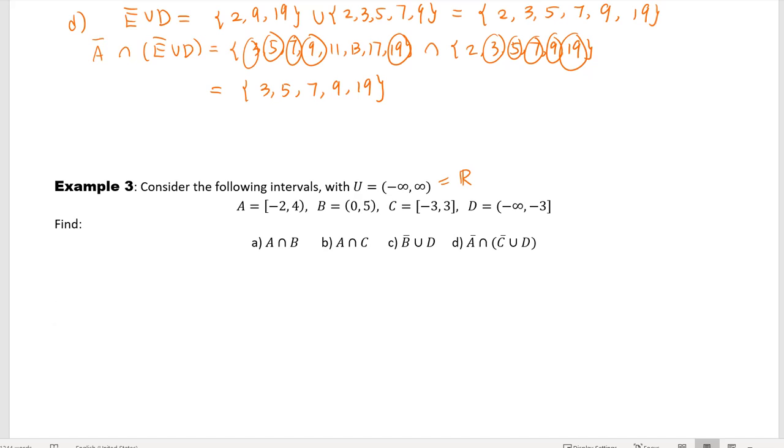All right, so let's look at part A, A intersects B. What is A? In this case, it's better to draw a picture. We have the whole real numbers. A is from -2 to 4. The -2 bracket means include the endpoint, so we put a solid circle here. Parentheses means we don't include the endpoint, so we put an open circle on the 4. And then A is between them. So this is A.